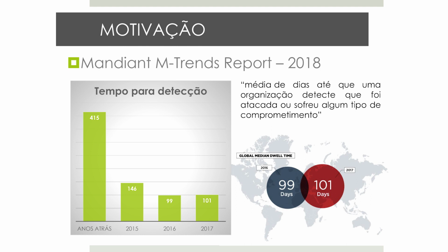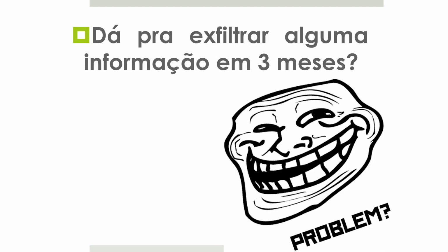It's improving. It used to be 415 days in the recent past. It went down to 146, then 99. It's kind of stable at 101 this year. And you can see that it's more or less a curve that tends to stabilize. But can we exfiltrate in 3 months? Just a little bit, right?